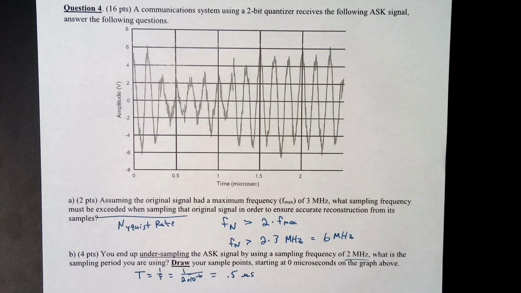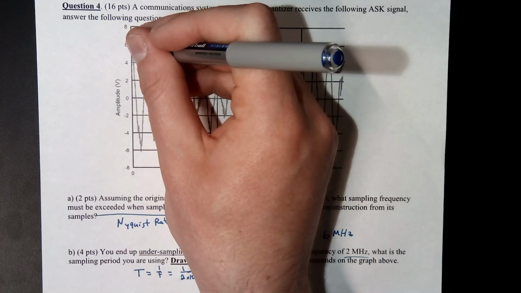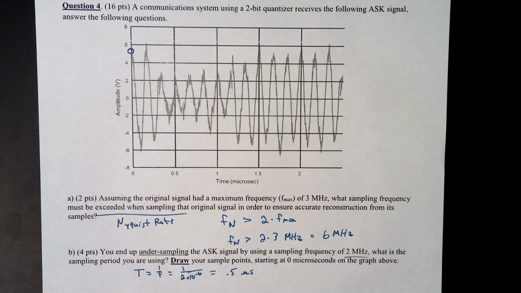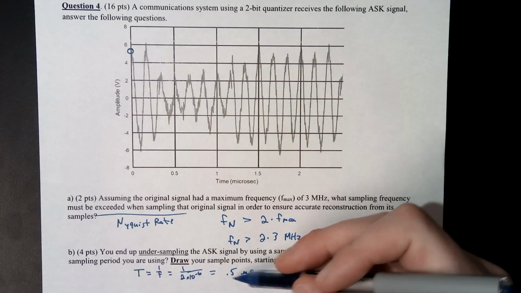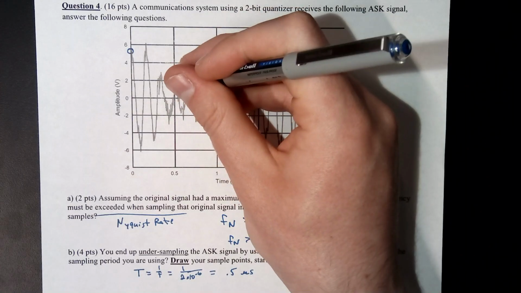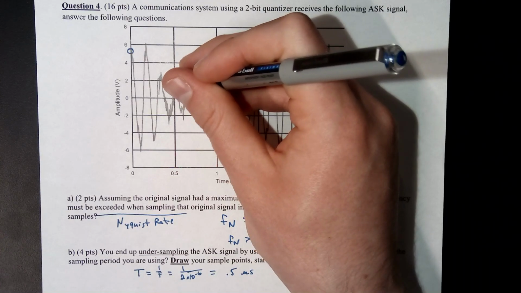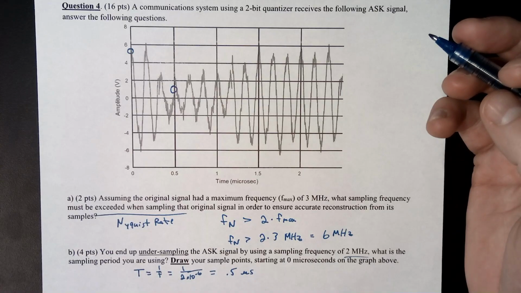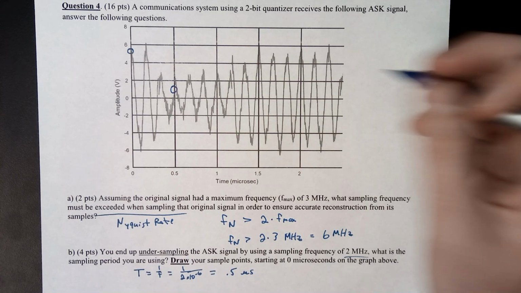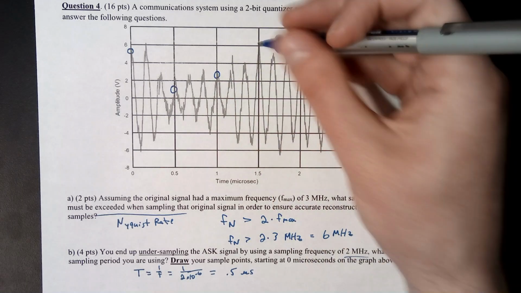Then it says draw your sample points starting at 0 microseconds on the graph above. So we're going to start there, and drawing sample points, we're literally just finding where the signal is and making a sample point there. So at 0 and then at 0.5 microseconds, because that's our sample rate, we're going to draw a circle for where the signal is. It's a little bit hard to tell, but as long as you're doing something reasonable for where you think that signal is at that point in time, you should get credit. No promises for how nice your instructor is, but it should be reasonable.